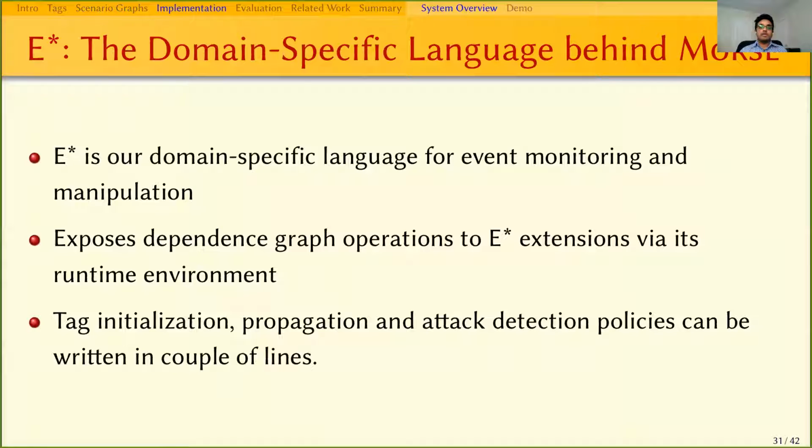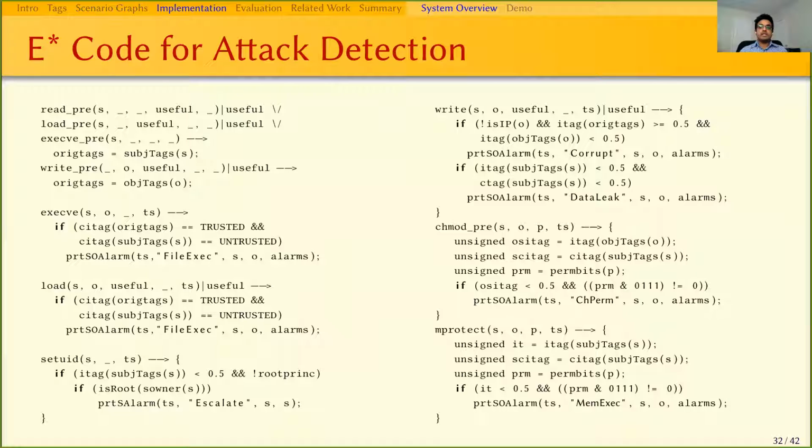For event monitoring and manipulation, we have developed a domain-specific language called E-star. The dependence graph operations are exposed to our E-star extensions using its runtime environment. All our tag initialization, tag propagations, and attack detection policies are written in this language. This is the entire code for our attack detection policies, which is written in E-star language.